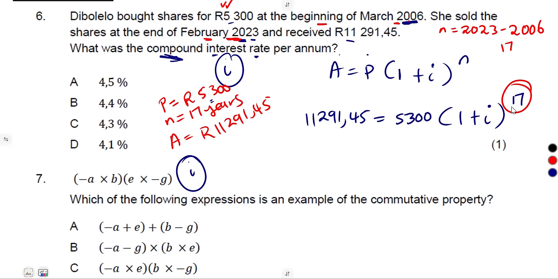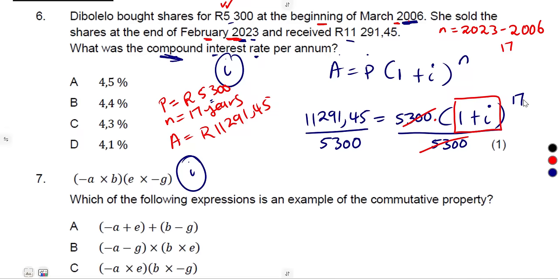There is an exponent. There is also the 5,300 here, which is a product. So let's get rid of that. It's a product. So how do we get rid of it? Simply divide both sides of your equation by 5,300 so that this can cancel. We are left with this bracket raised to the exponent of 17.